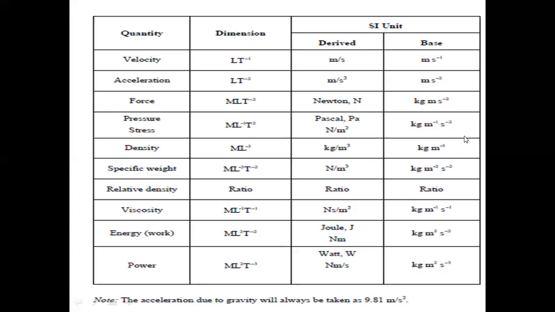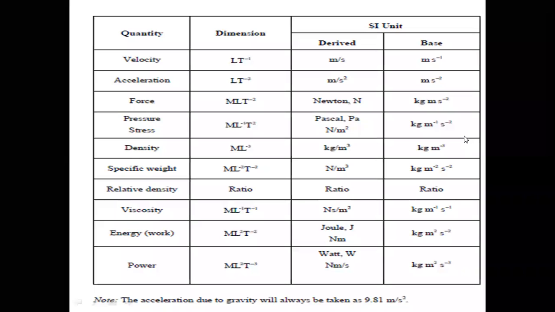Next, viscosity. Viscosity we are discussing as Newton second per meter square. We are saying it as ML to the power of minus 1, T to the power of minus 1. Next, energy. Energy is the work that you are doing. Joules, capital J, or Newton meter. It is expressed as ML square T to the power of minus 2.